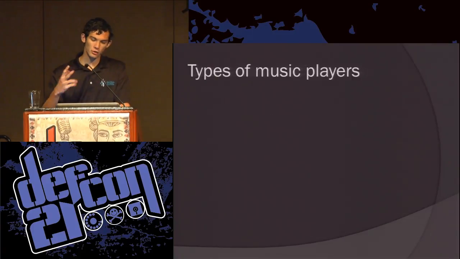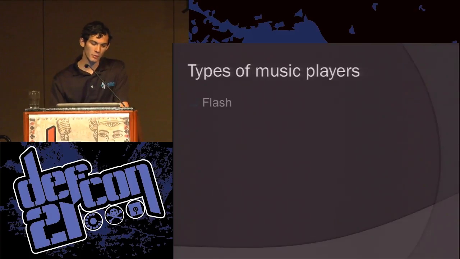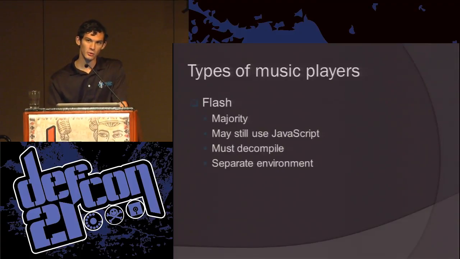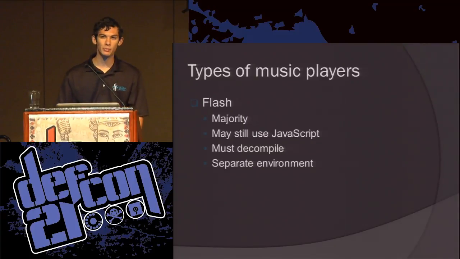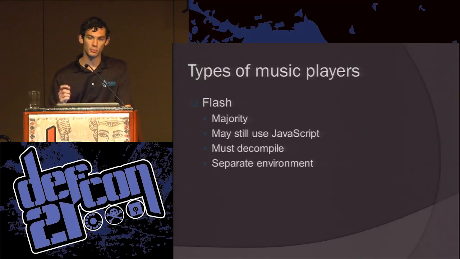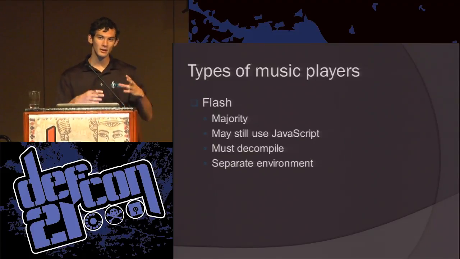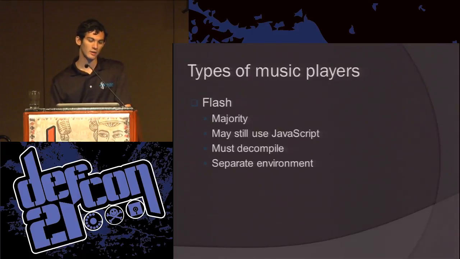So there are two major types of music players. The most common one is Flash. This is a majority of the web players you'll see. However, they may still use JavaScript. I've seen a lot of people be really lazy and actually use JavaScript to pull back the data and then just pass it on to the Flash. So all the Flash does is play it back. And this is typically because you have Flash libraries that are made to play back music, but not necessarily customized to work with your interface. So this is how they get around it.